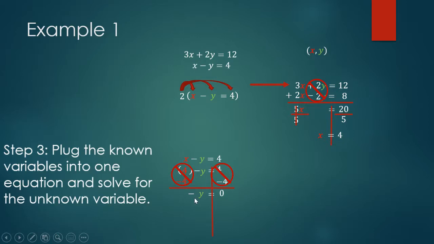So what I'm going to do now is divide, but what am I going to divide by? Remember, if you do not see a number, it's always going to be 1. So I'm going to divide by negative 1 on both sides. Negative 1 divided by negative 1 is 1. Y equals 0 divided by negative 1 is 0.